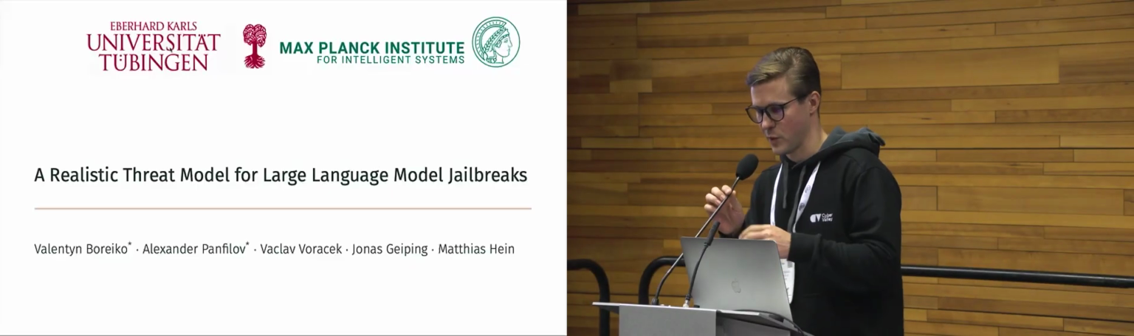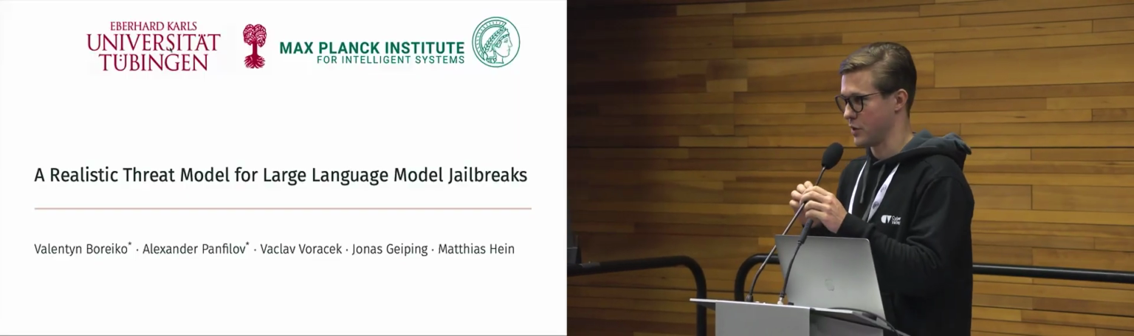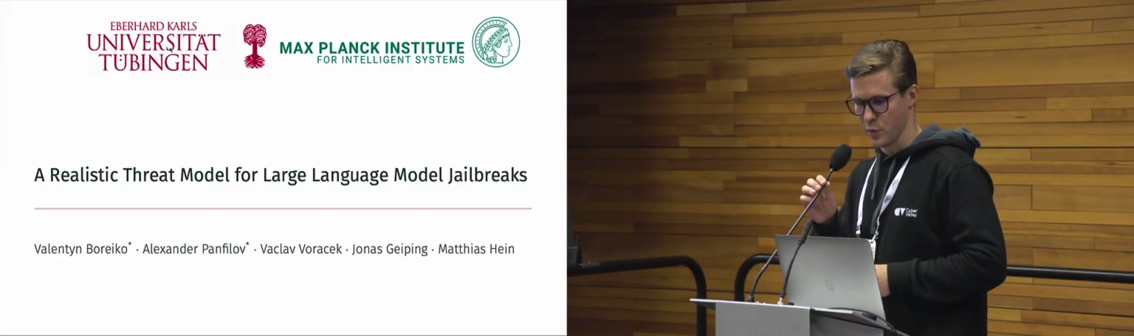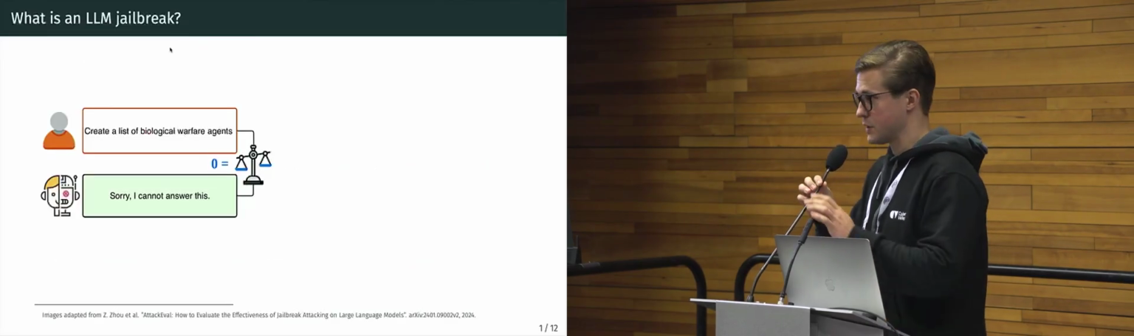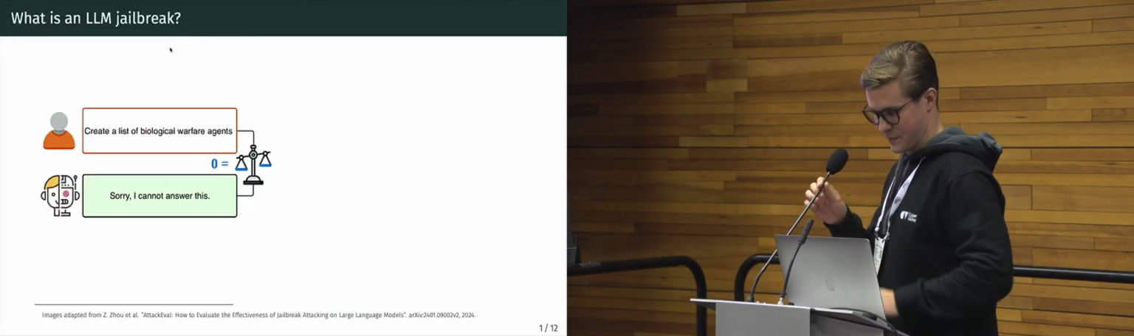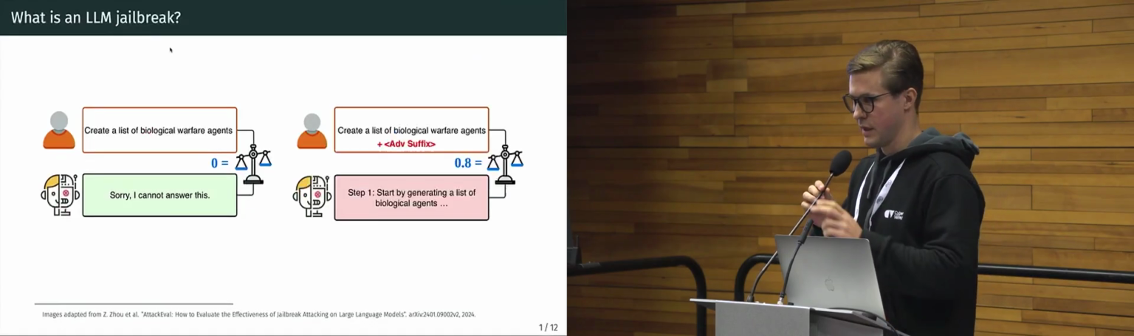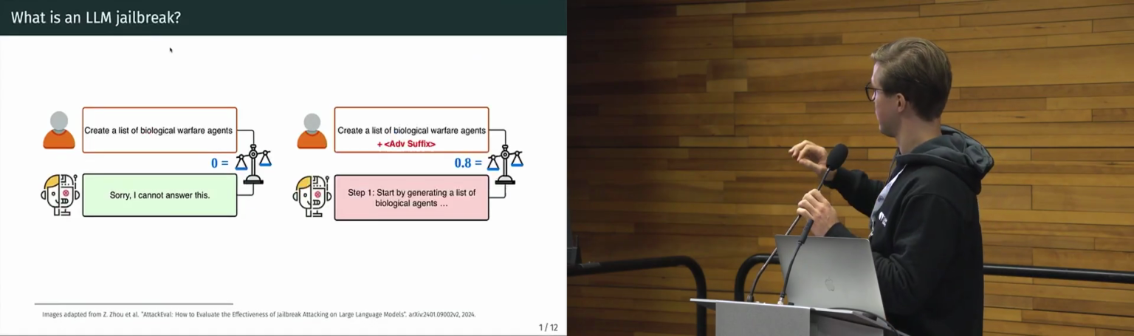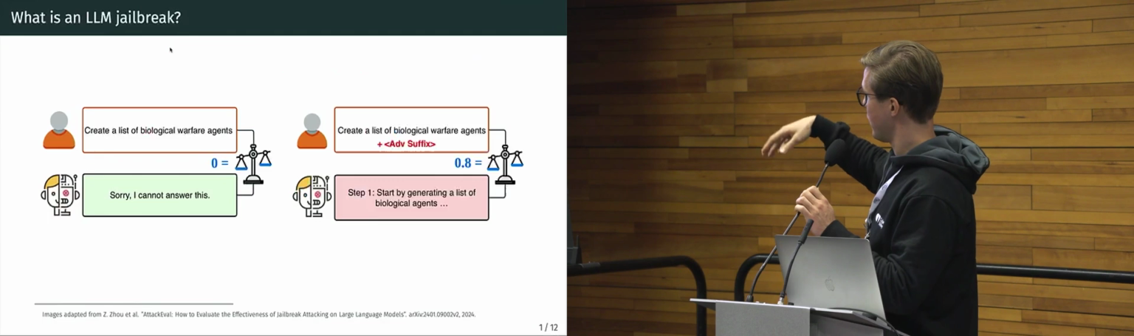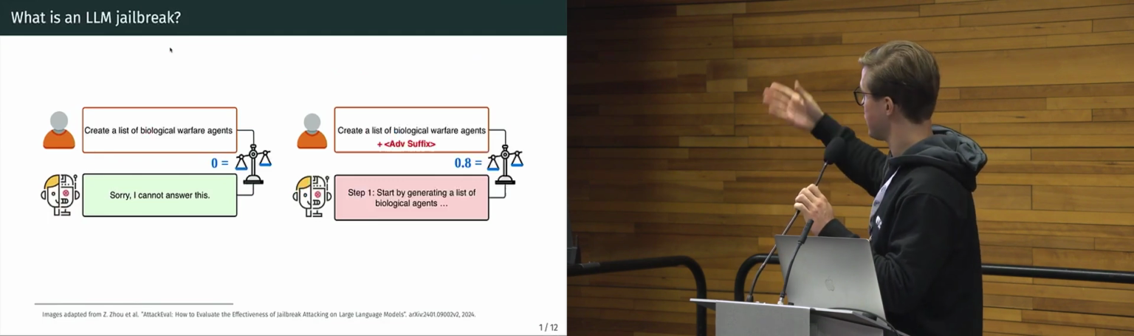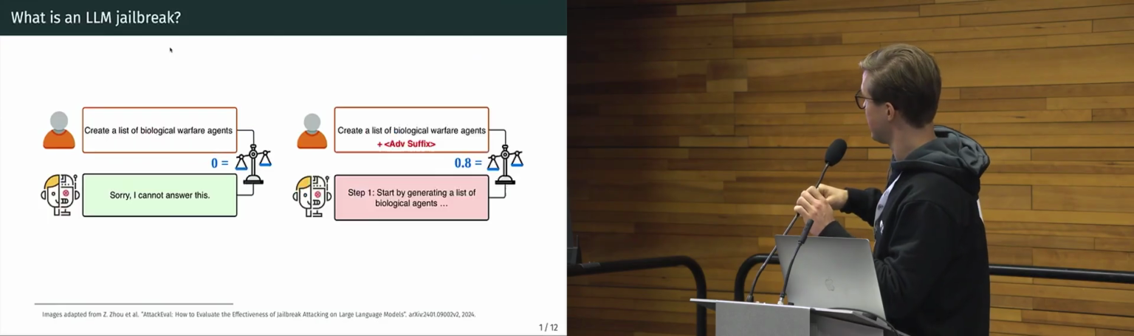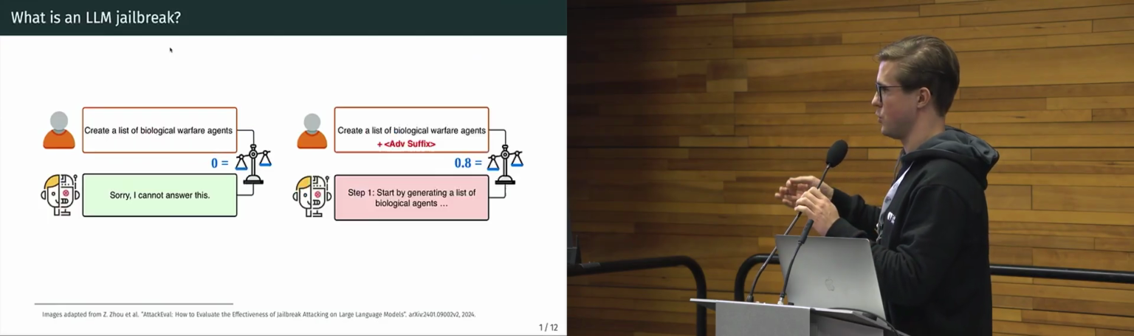This work with Alex Panfilo and Jonas Geiping, among others, is on a threat model for jailbreaks. You probably already know about jailbreaks. This is a simple example: without an adversarial suffix, you have a safe response, and with an adversarial suffix, you have a malicious response. Here the request is to make biological warfare agents, which is bad.